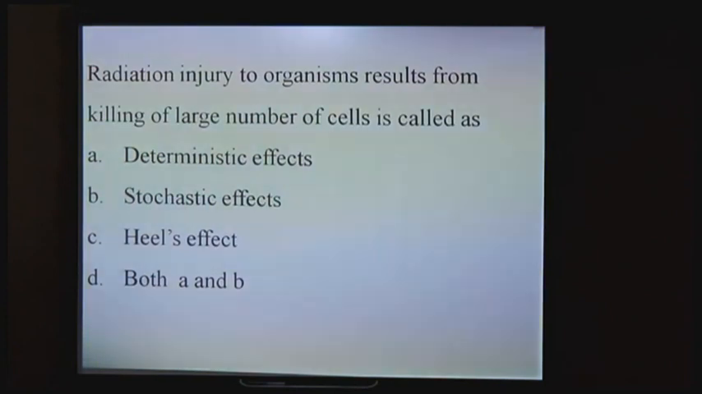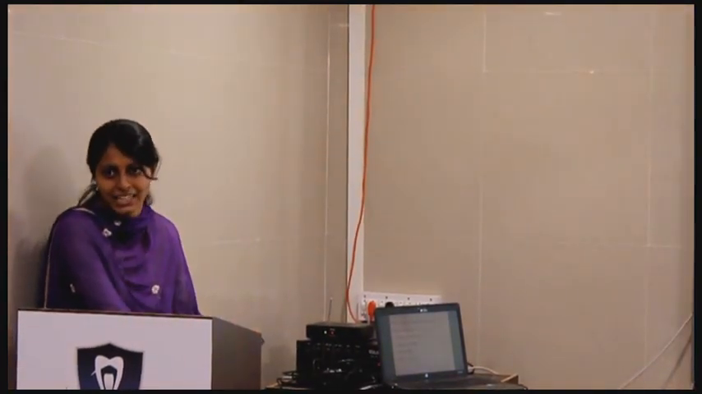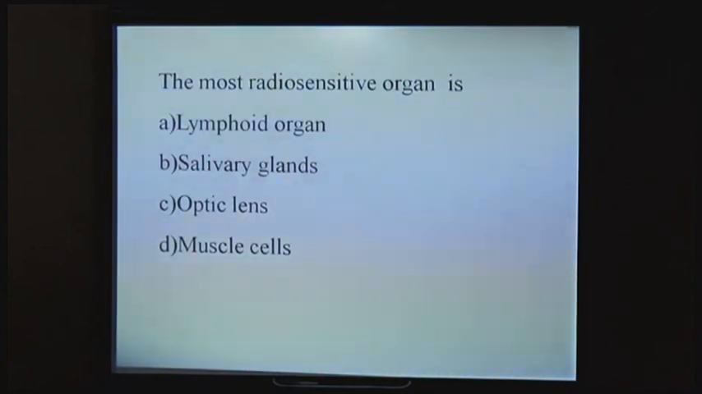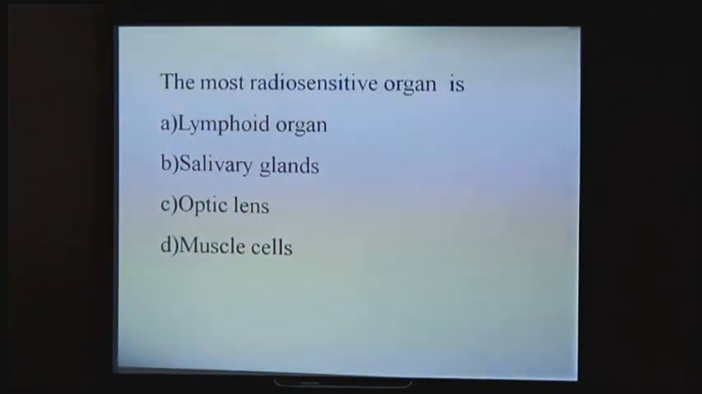Radiation injury to organisms resulting from killing of a large number of cells is called deterministic effects. Sublethal damage to the tissues leading to cancer formation is your stochastic effects. The most radiosensitive organ is... Heel effect is when the radiation is going to your target and it is hitting at the heel of your target and there is a heat distribution occurring there.